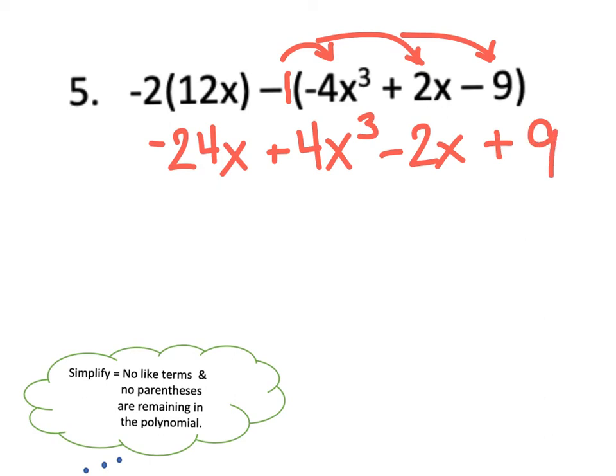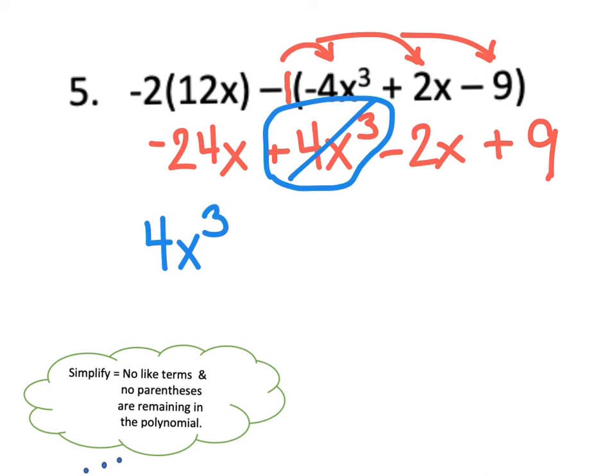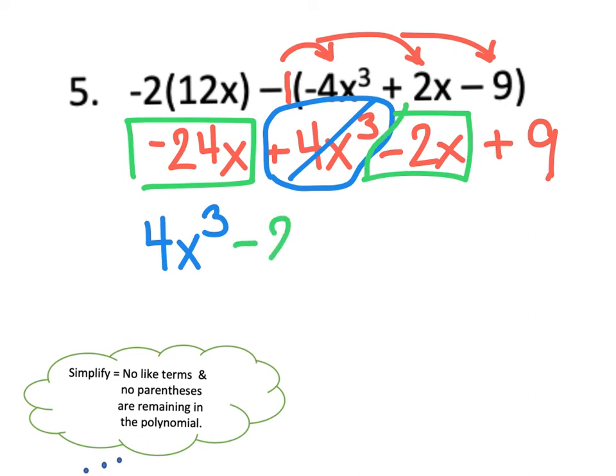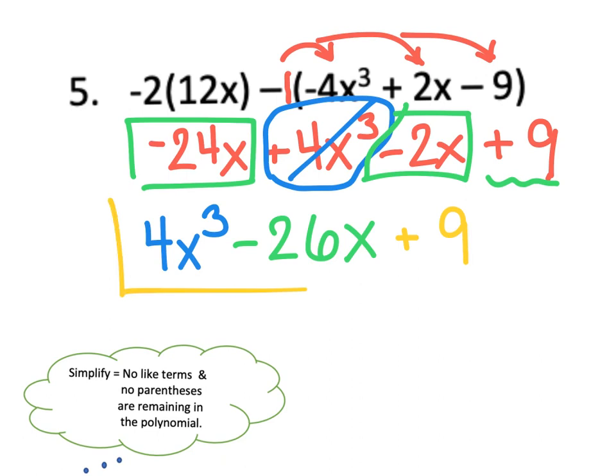Now, again, I look for any like terms, and I do have some, but I'm going to start by putting this in standard form, so I'm going to handle the 4x cubed first, because it has the highest exponent. Nothing is like with that. Next, I do have a pair of like terms, negative 24x and negative 2x. When I add that, negative 24 plus negative 2 is negative 26x. And then I bring down this plus 9. This trinomial is simplified, again, because there's no like terms and no parentheses remaining.